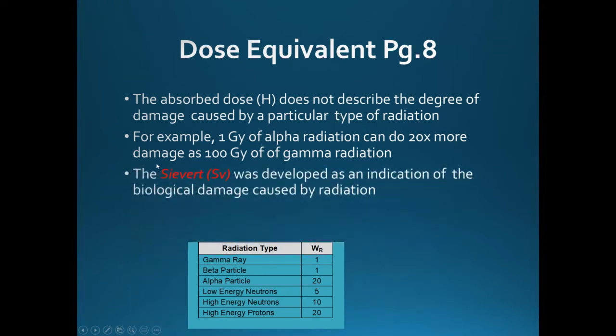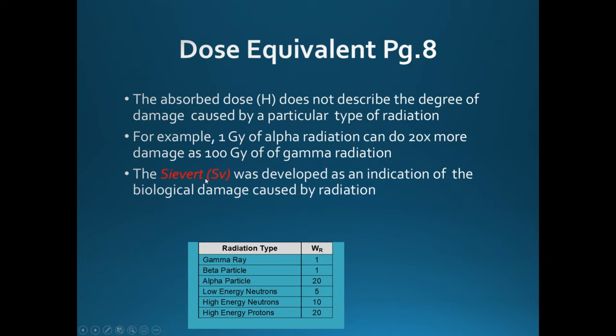Okay, we now introduce a new unit, because there weren't enough yet, called the sievert. This is basically the most important one that we've talked about in the last four slides, so hang on. The sievert was developed as an indication of the biological damage caused by radiation.